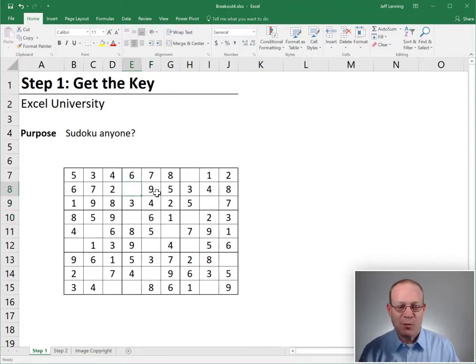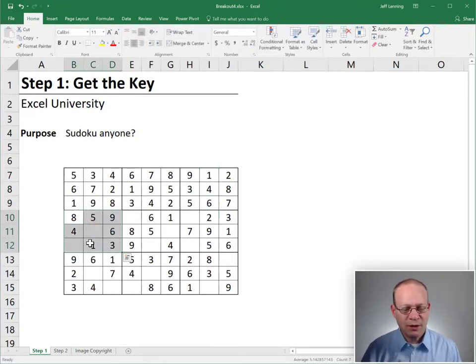This one needs to be a 1. Easy. So look at this: 1, 2, 3, 4, 5. We need a 6 and a 9. Okay. 6s can't be there. This must be a 9. That means this must be a 6. Let's take a look at this one. We need a 2, 3, 4, 5, 6, 7, 8, 9. So we need a 2 and a 7, right? 7s can't be here, so this must be the 2.